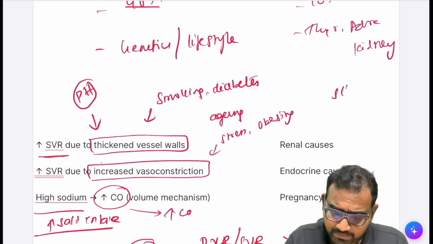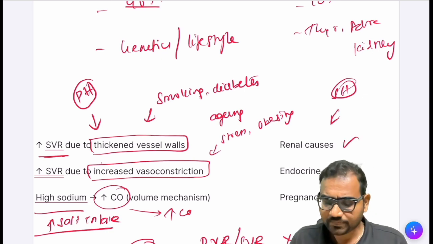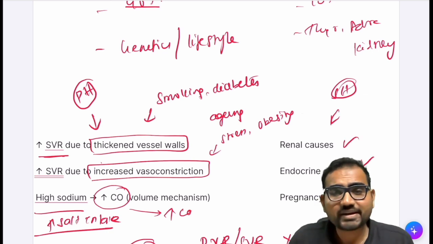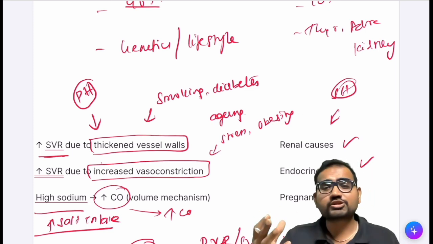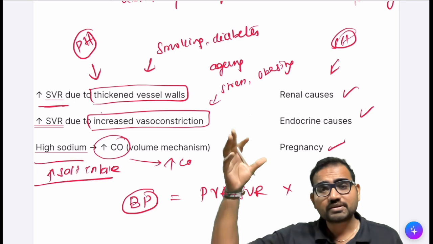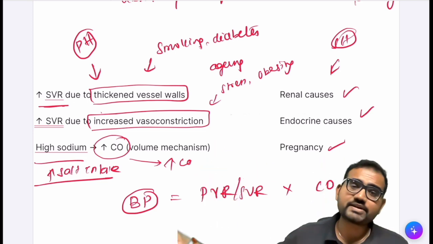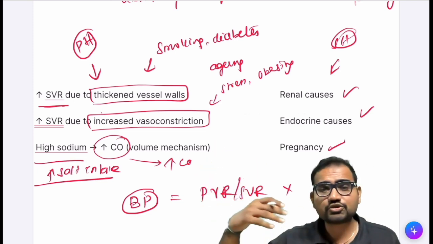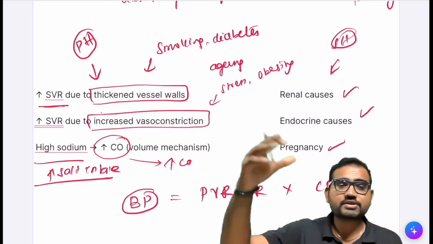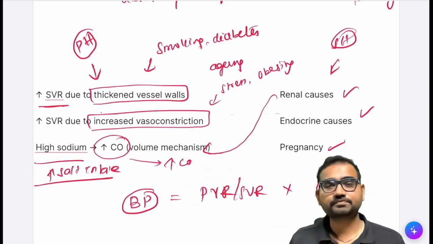So secondary hypertension, if you see, it is because of renal, endocrine, and pregnancy. So when the patient is having any renal disease or renal hypoperfusion, the blood flow in the kidneys is less. So what happens? There is going to be renal vasoconstriction. So the body tries to compensate for it. So the renin, angiotensin, aldosterone mechanism is activated, and sodium and water retention. Again, it is going to result in increased cardiac output.